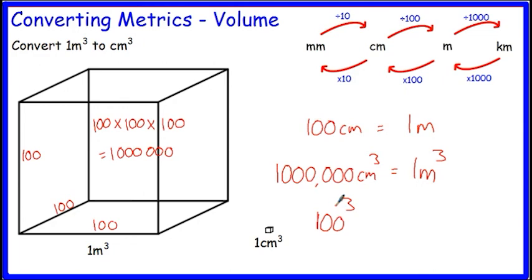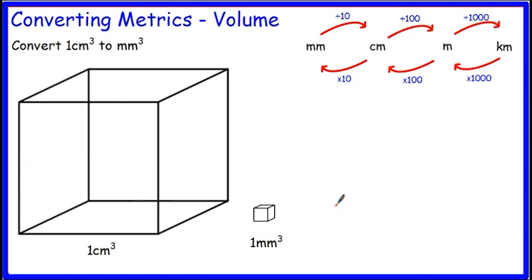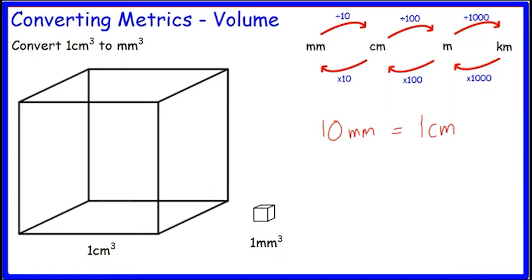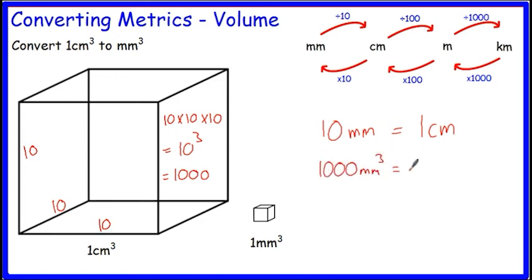So let's look and see here. I've got my millimeters, same idea. I know that 10 millimeters is equal to 1 centimeter. So if I was to place this in, I would have 10 across the bottom, 10 across the sides, and 10 up. So that would give me 10 times 10 times 10. It's the same as 10 cubed, or 1,000. So there is 1,000 millimeters cubed in a centimeter cubed, or 10 cubed.